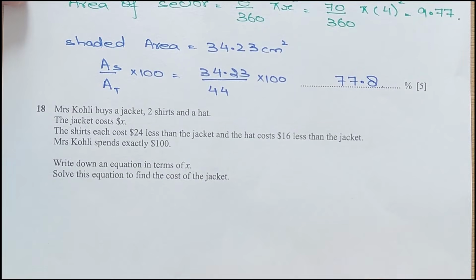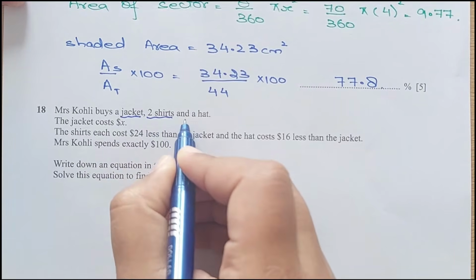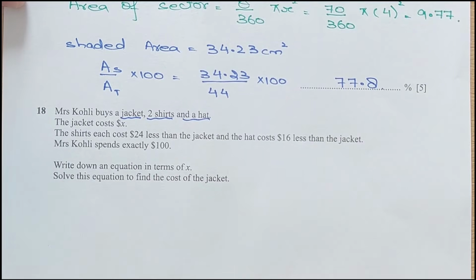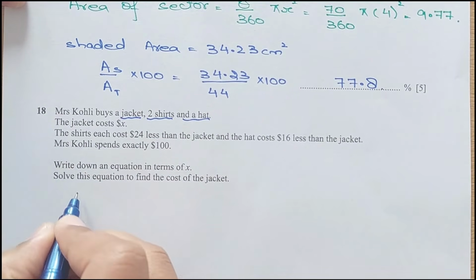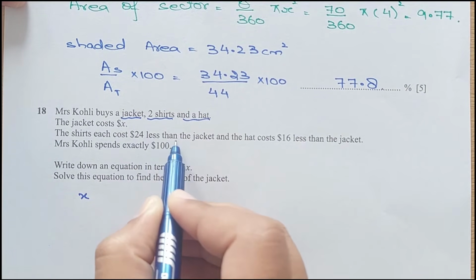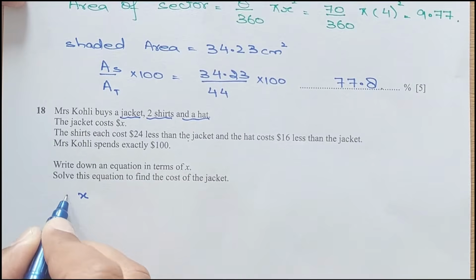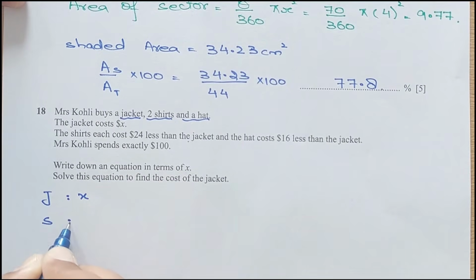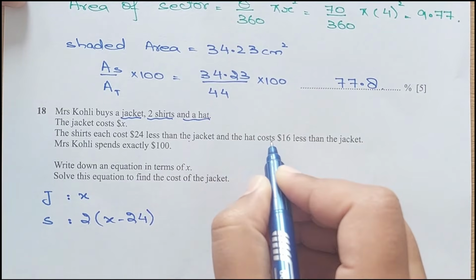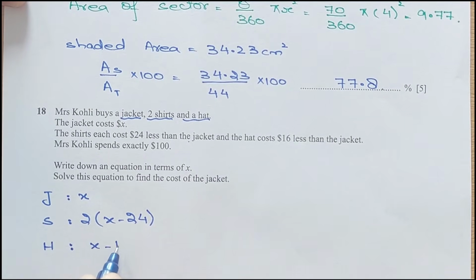Now for question number 18, Mr. Kohli buys one jacket, 2 shirts and a hat. Let's say the jacket costs X dollars. Each shirt costs $24 less than the jacket, so X minus 24 is for the shirt. So this is for the jacket, and for the two shirts it is 2 times X minus 24. And the hat costs $16 less than the jacket. There's one hat, that is X minus 16.